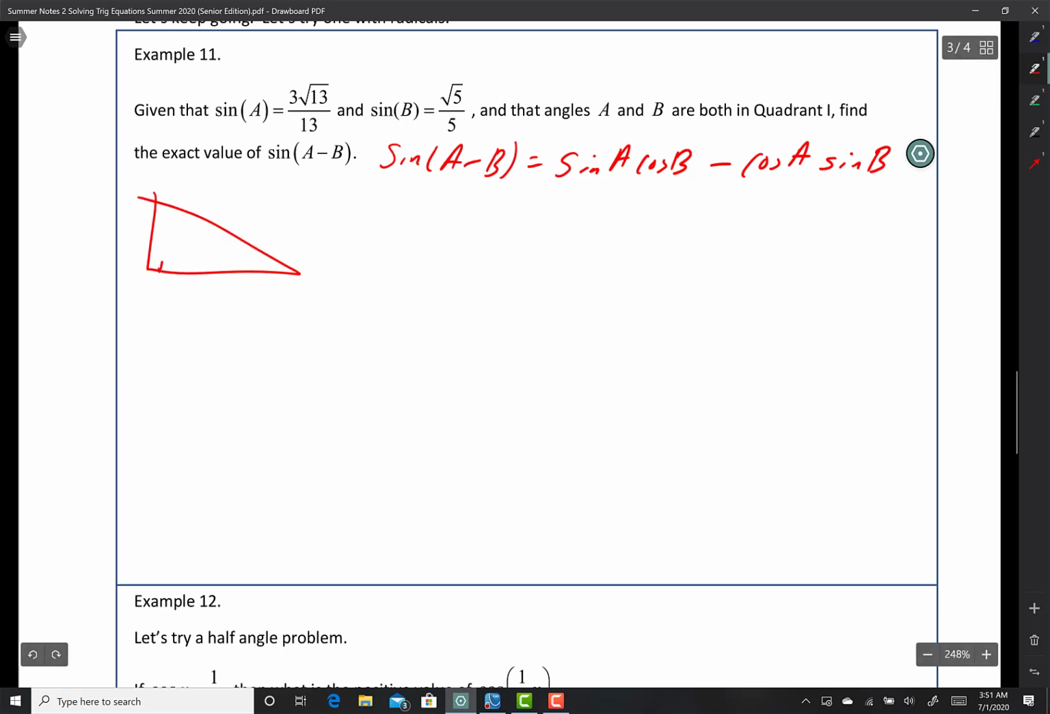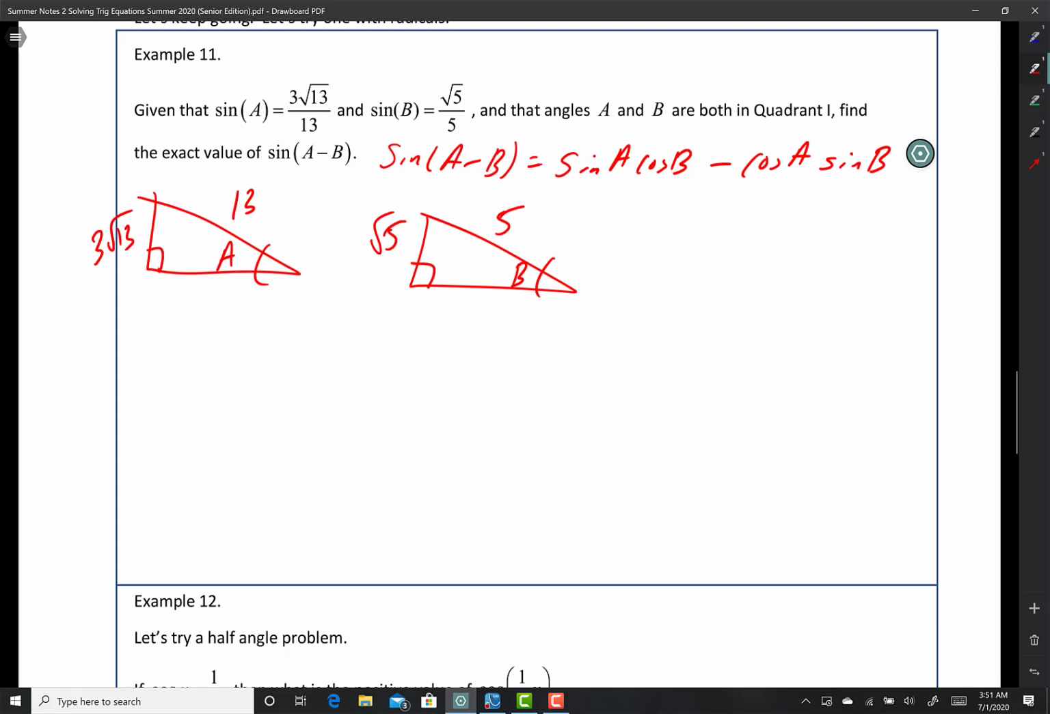Triangle here. I'm going to call this angle A. Sine is opposite over hypotenuse, so I'm going to go 3 square root of 13. And I'm going to call this guy 13. And then here's my other triangle. And there's my right angle. Sorry that my triangles suck. I apologize. Square root of 5 and then 5. So we got to find the adjacent sides for both, right? So let's go ahead and do that.